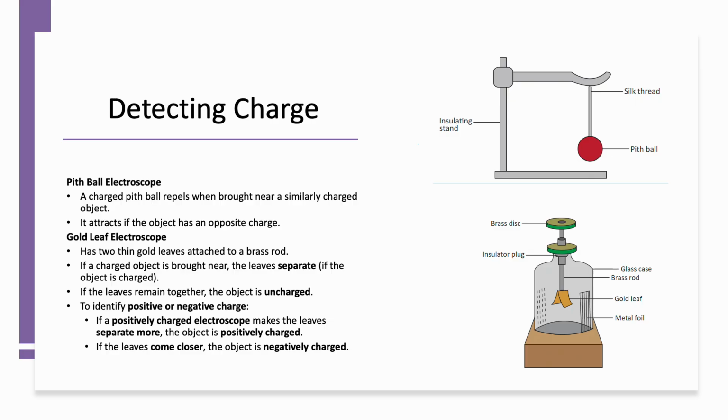Gold leaf electroscope. Has two thin gold leaves attached to a brass rod. If a charged object is brought near, the leaves separate if the object is charged. If the leaves remain together, the object is uncharged. To identify positive or negative charge, if a positively charged electroscope makes the leaves separate more, the object is positively charged. If the leaves come closer, the object is negatively charged.